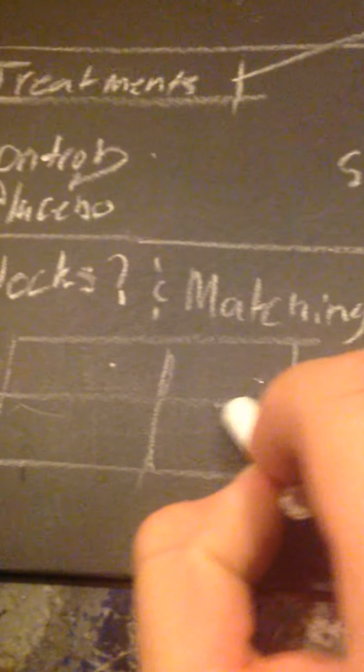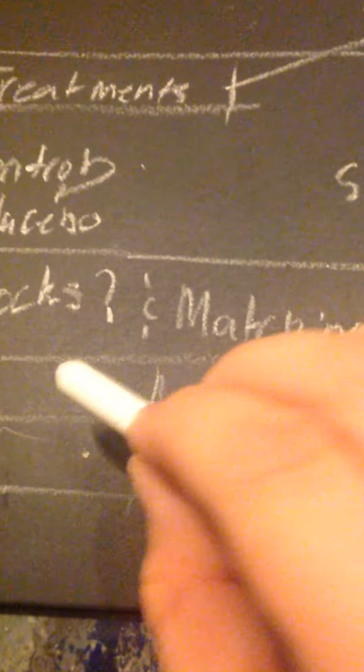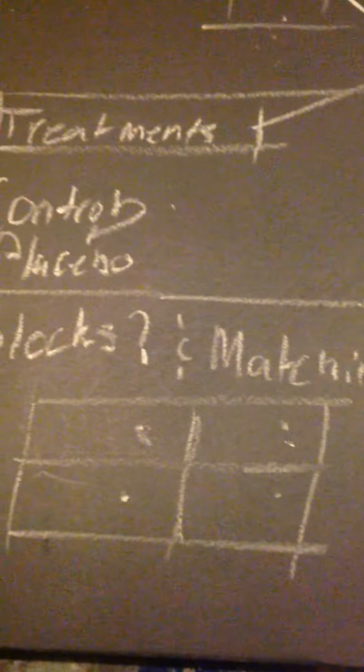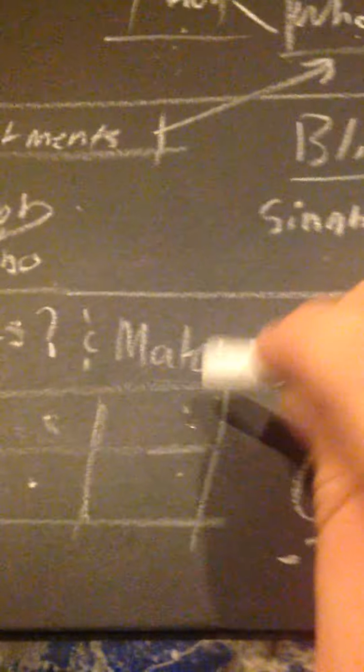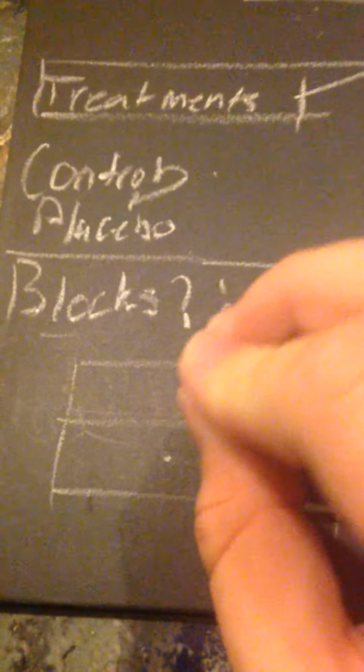Then I want to separate them in half. Say I have born in America, not born in America. Quite simply, you're just separating the groups by similar reasoning. Blocking is the exact same thing as matching, except matching is only in an observational study. Blocking, conversely, is only in an experiment. You can only block in an experiment.